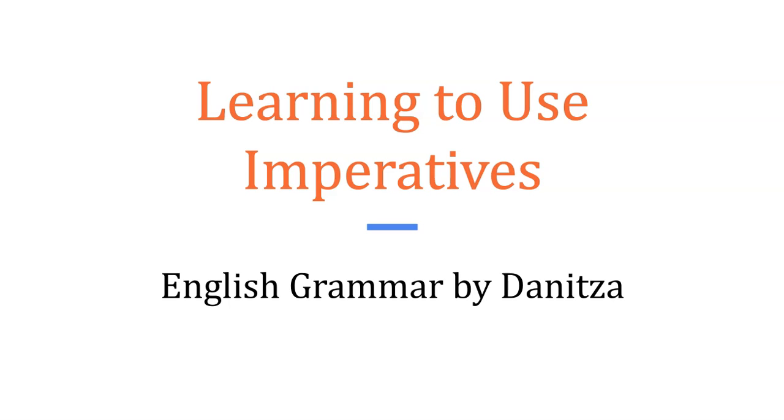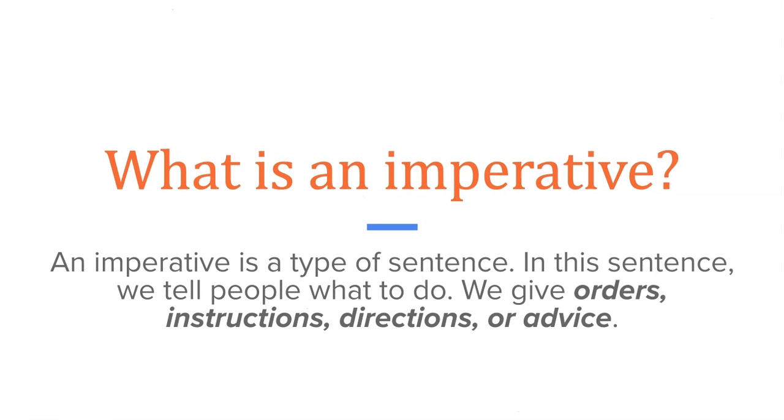In this video, we are going to learn to use imperatives. What is an imperative sentence? An imperative is a type of sentence. In this sentence, we tell people what to do. An imperative is to give orders, instructions, directions, or advice.